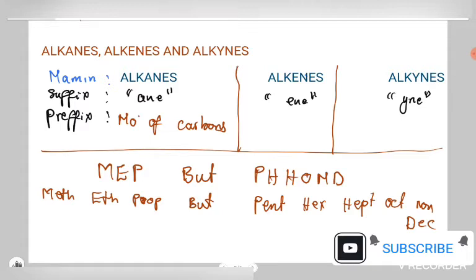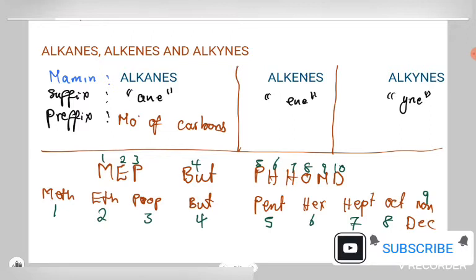I know that if any compound has one carbon, the prefix is going to be meth. So this is one carbon. If it has two carbons, the prefix is going to be eth, three prop, four but, five pent, six hex, seven hept, eight oct, nine non, ten dec. This is how I memorized it, by saying "map but font". You will never forget it if you just count here: one, two, three, four, five, six, seven, eight, nine, ten.